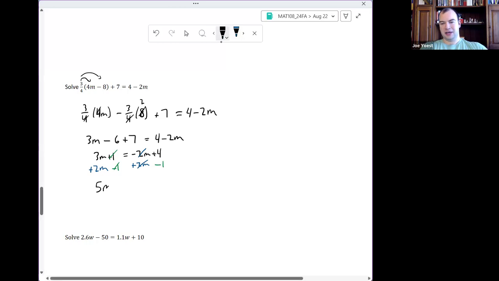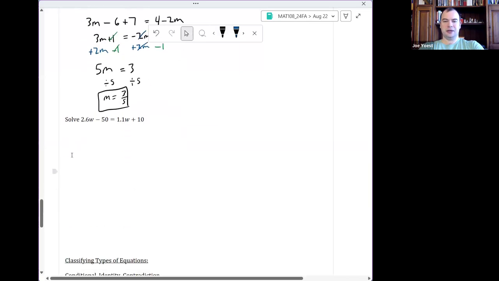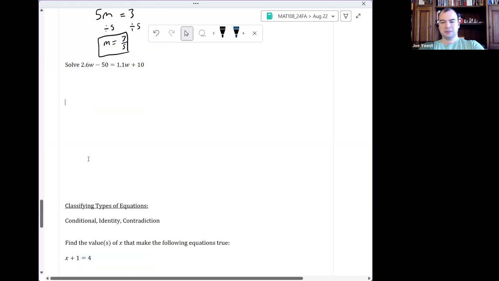That gives me 5m, 3m plus 2m equals 4 minus 1 is 3. And now I divide by 5 on both sides. m equals 3/5. And ideally, we would then go back and check that this is indeed a solution to the original equation. I'm not going to do that here, because I want to get to this last one, but ideally we would do that.